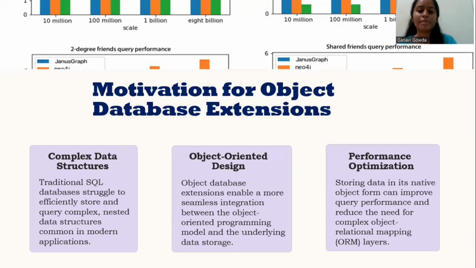Motivation for the object database extensions. Complex data structures: traditional SQL databases struggle to efficiently store and query the complex nested data structures common in modern applications. Object-oriented design: the object database extensions enable a more seamless integration between the object-oriented programming model and the underlying data storage. Performance optimization: storing data in its native object form can improve query performance and reduce the need for complex object relational mapping layers.